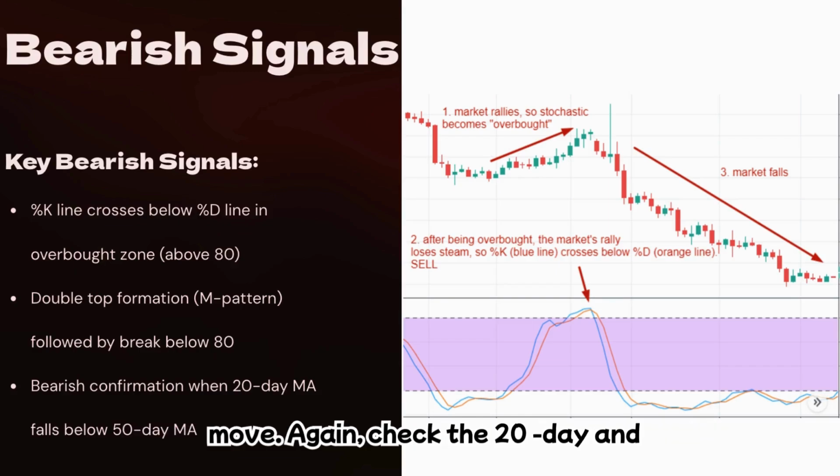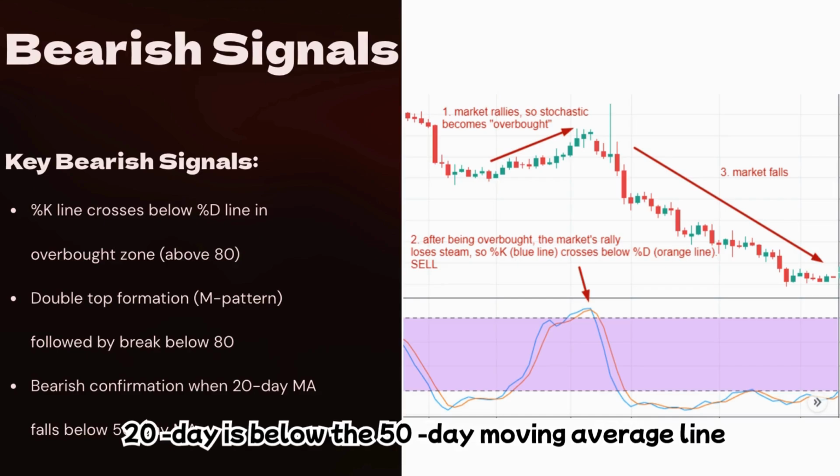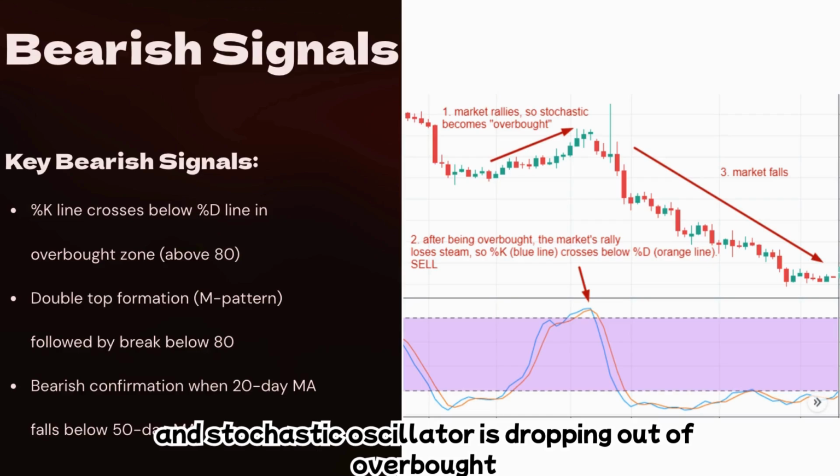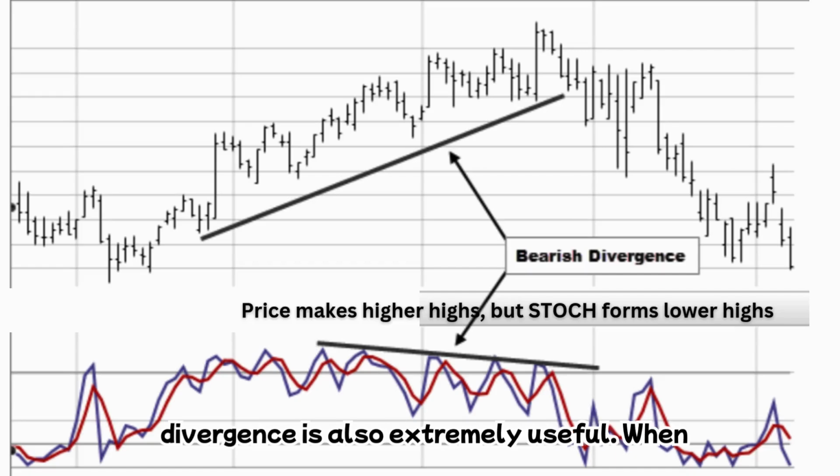Again, check the 20-day and 50-day simple moving averages. If the 20-day is below the 50-day moving average line and stochastic oscillator is dropping out of the overbought zone, that's bearish confirmation. Bearish divergence is also extremely useful.